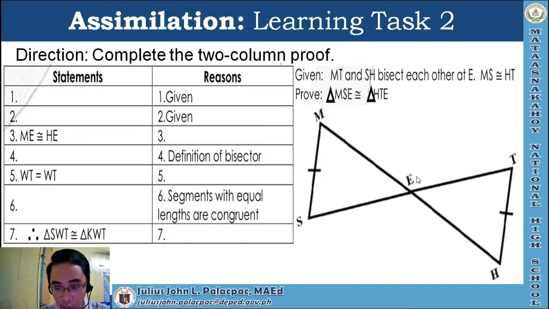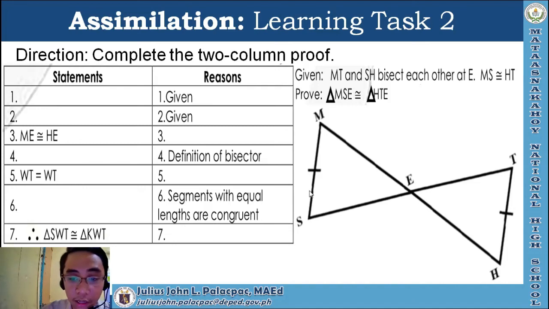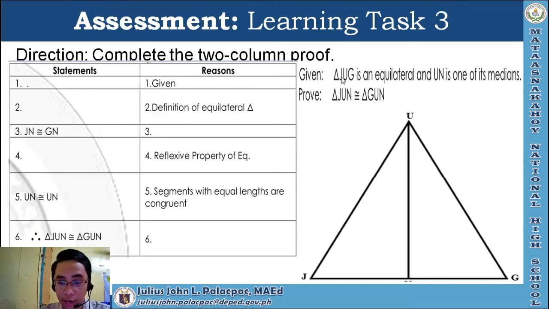SE is congruent on TE dahil sila ay segments with equal lengths. SE and TE. ME and HE are congruent. So, we can conclude that triangle MSE is congruent on triangle HTE by side, side, side. SSS congruence postulate.